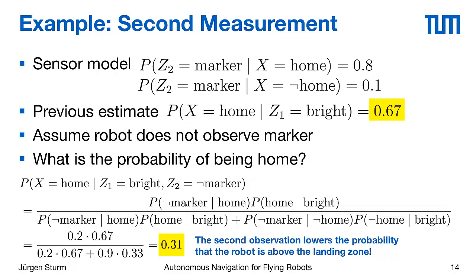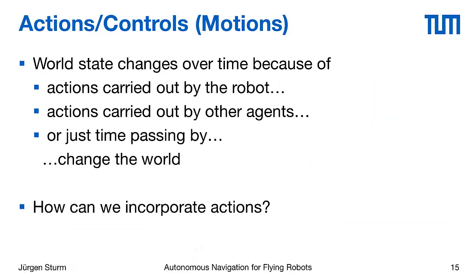And you can see that the second observation outweighs the first observation by a lot, which mostly comes from the fact that this sensor is much more specific, which is reflected in the probabilities stored in the sensor model.